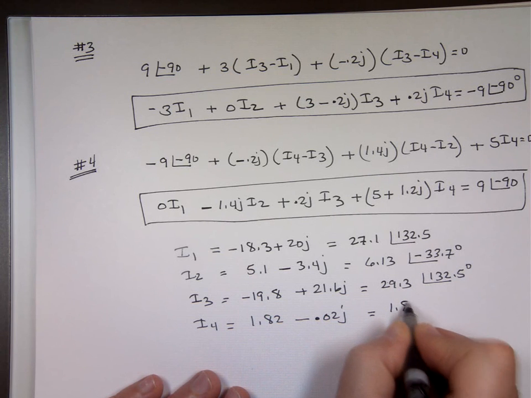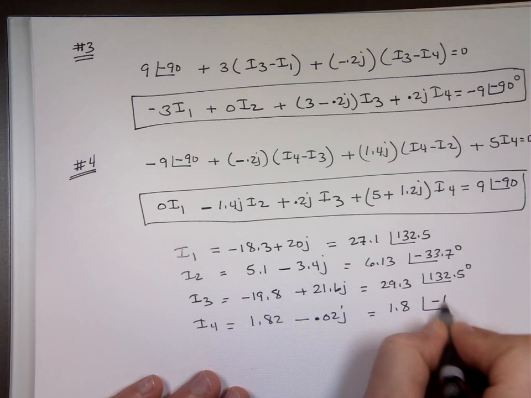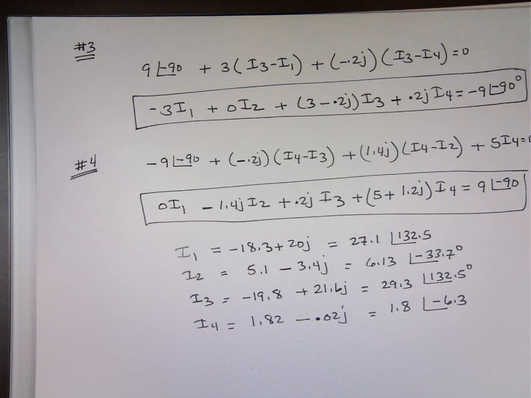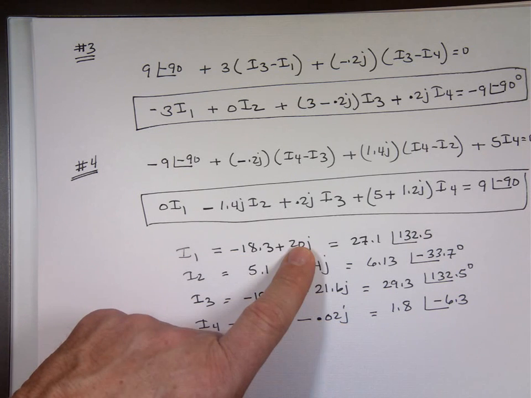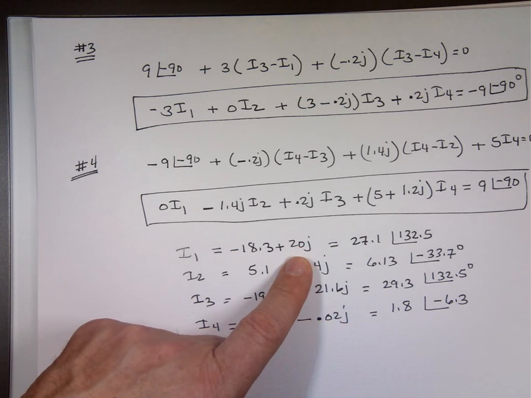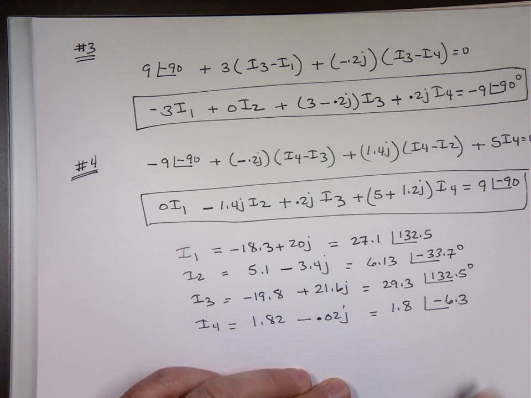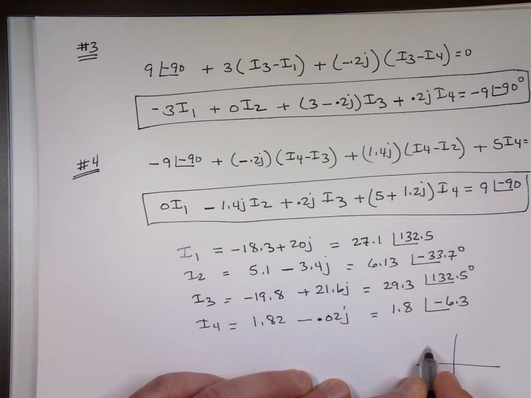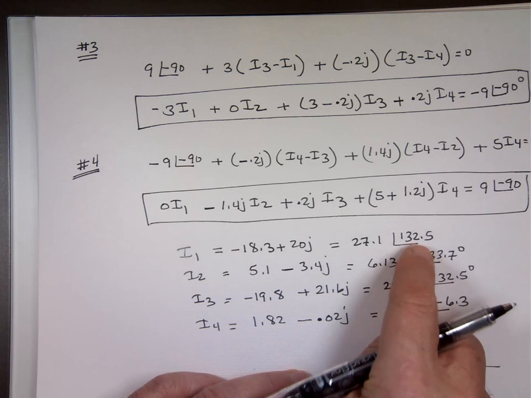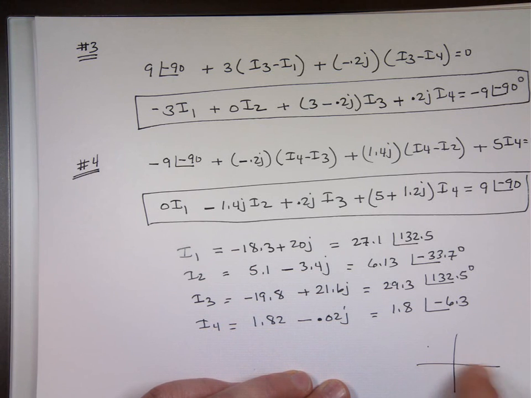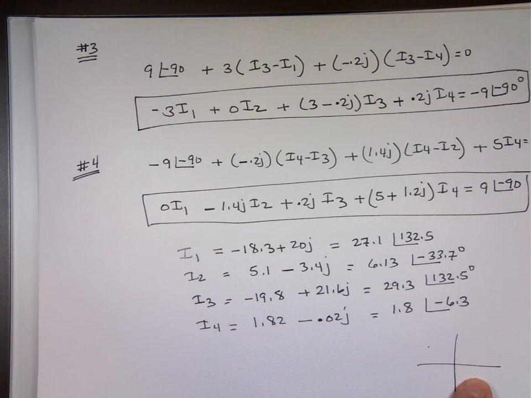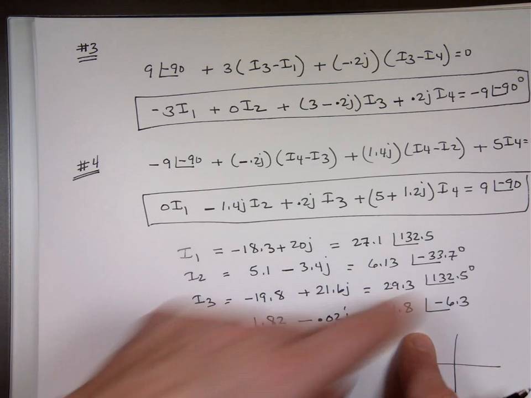I was looking to see if Joe typed them correctly, and basically, just judging by the angle, the real portion is negative, the imaginary is positive. Which quadrant are you in? Second. So your angle better be between 90 and 180, and it does match. This one, positive and negative, which quadrant? Fourth quadrant. This one, negative and positive, second quadrant. Yep. This one, positive and negative, fourth quadrant. Yep.